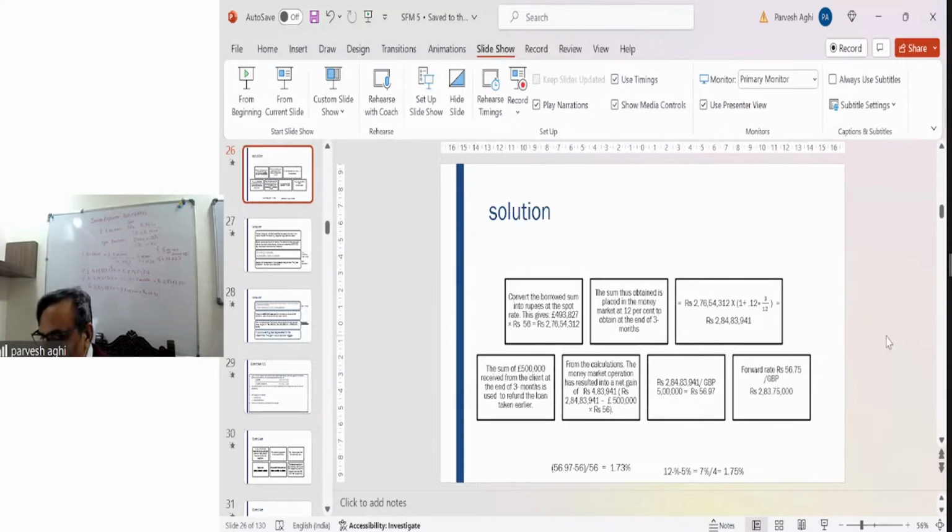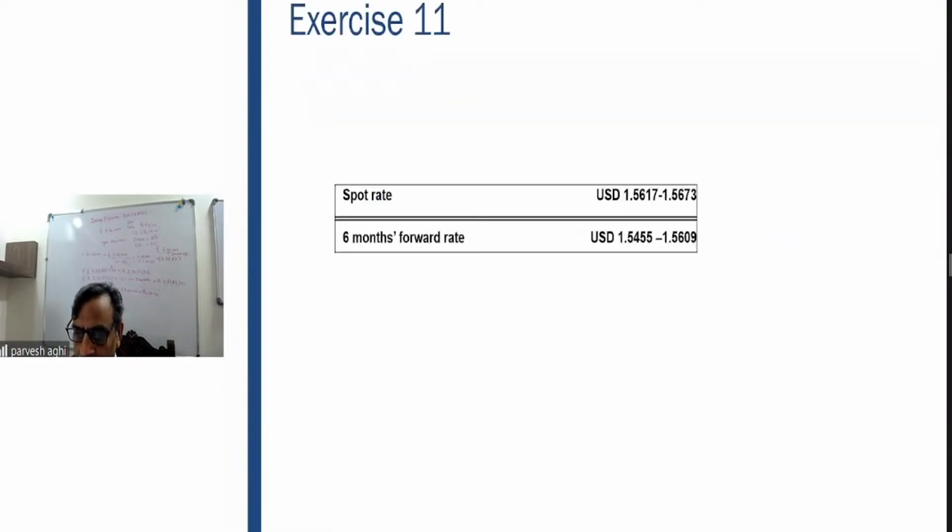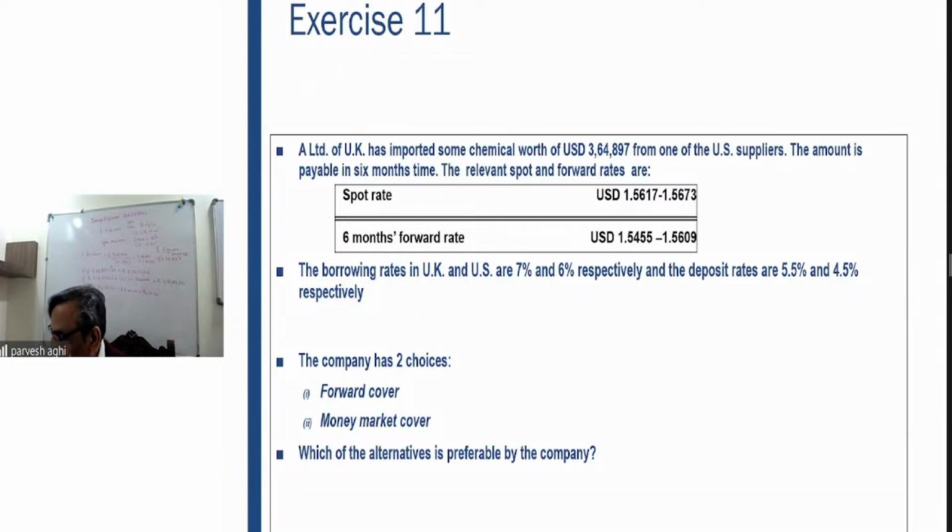Tanisha, have you got it? Others, please let me know. Was the forward cover better or a money market hedge better if the forward rate was given in the question? Please answer it again and why so. I want a little bit better answer now from you. In the meantime, I'll move on to the second question. I hope you have followed. Please reply: if the rate was 56.75 in the forward market, which technique was better, money market hedge or forward rate, and why so?